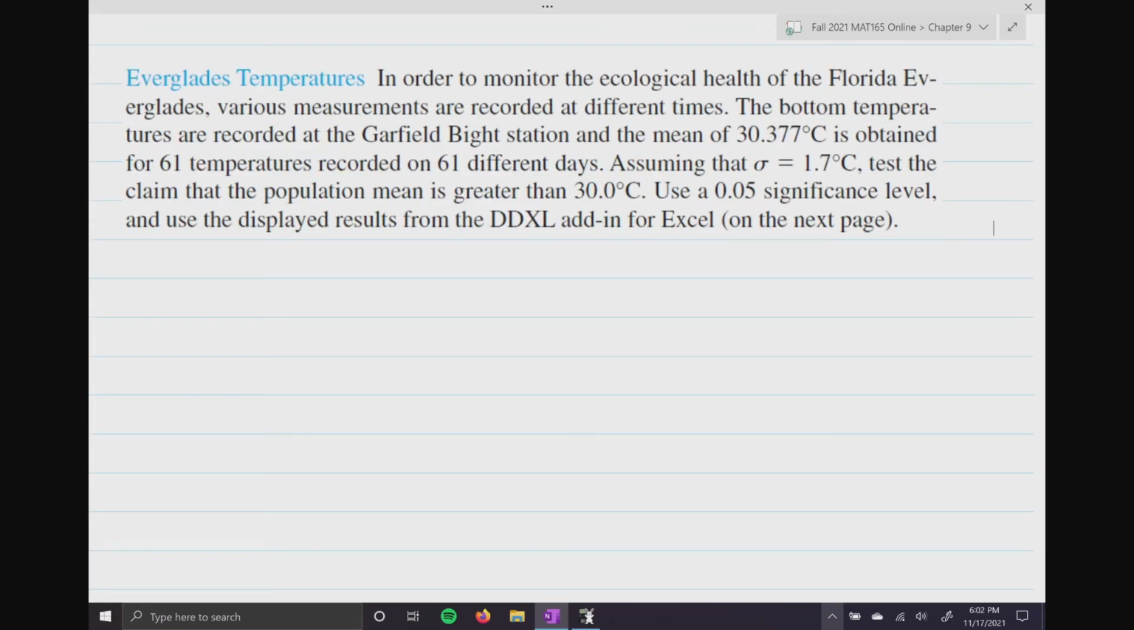All right, so here's our last example, which deals with Everglades temperatures. In order to monitor the ecological health of the Florida Everglades, various measurements are recorded at different times.